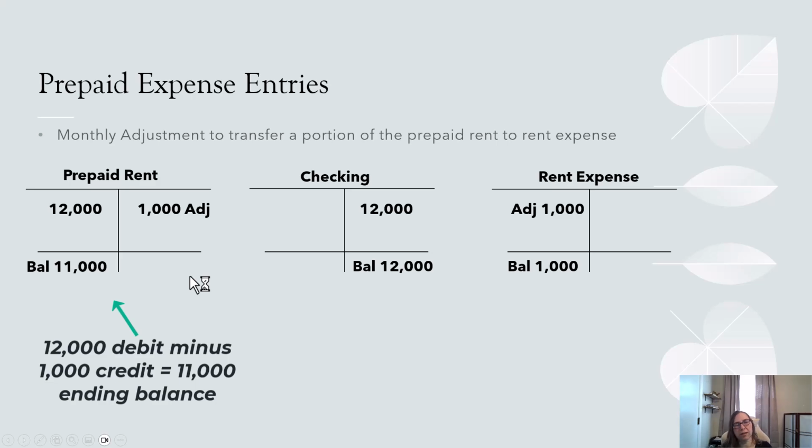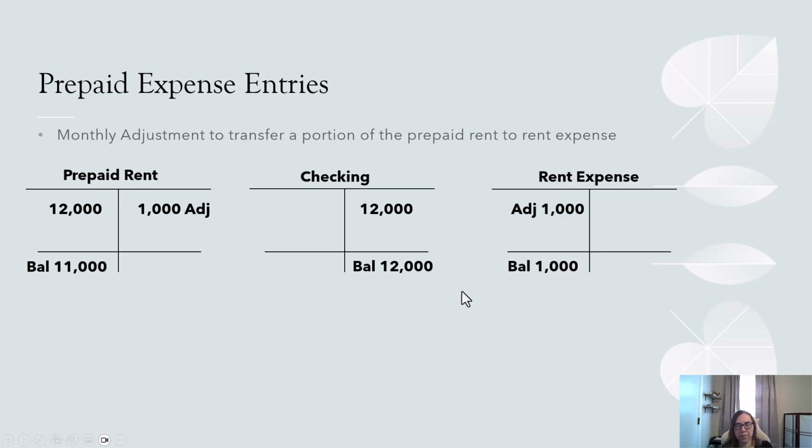And then you would get a balance after that adjustment. Prepaid rent has gone down to $11,000 to represent you still have 11 months of prepaid rent. And then rent expense on your profit and loss is now going to show $1,000 that you've used up 1 month of rent. And that was an expense. And you would just keep doing the same adjustment of $1,000 every month until you've finished using up that rental space for the year.